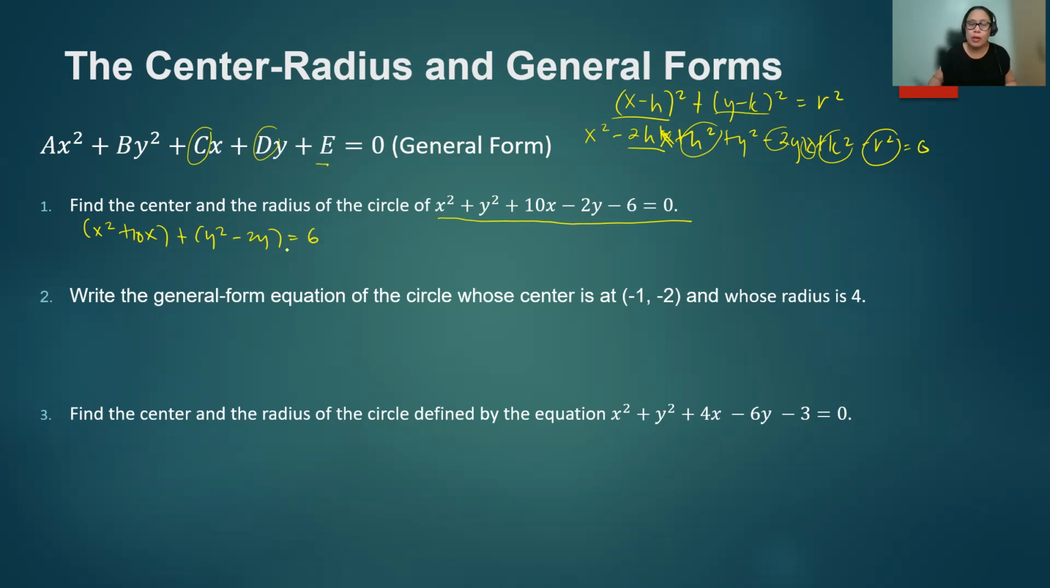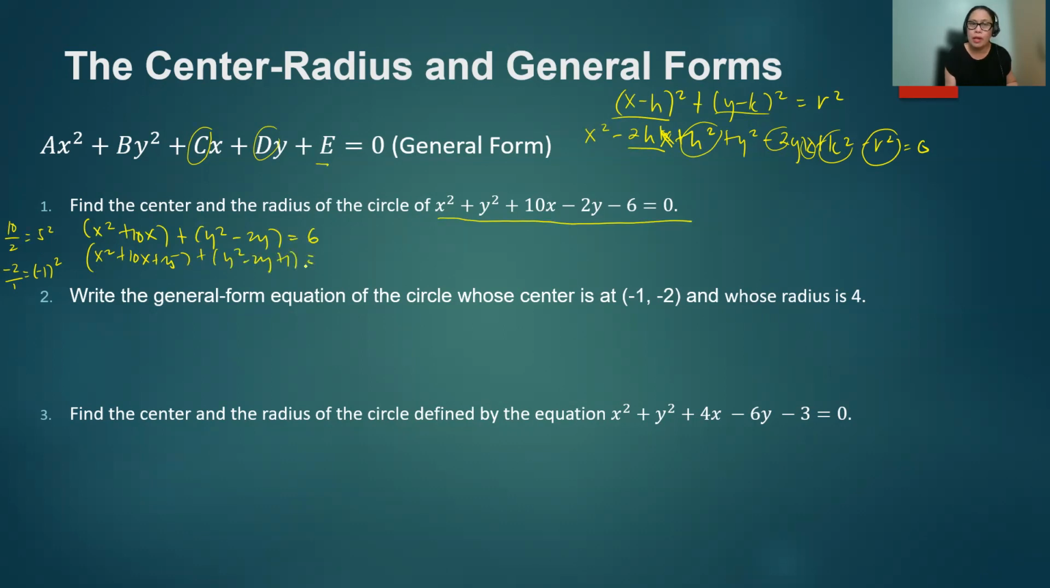Now we have to think of an expression such that when added to each group, the group will be a perfect square trinomial, and that can be done using completing the square. For the first group, we divide the coefficient of x by 2, and then we square. So that's 5 squared. For the second group, we divide negative 2 by 2, so that's negative 1, and then we square again. So we have x squared plus 10x plus 25, and the other group is y squared minus 2y plus 1.